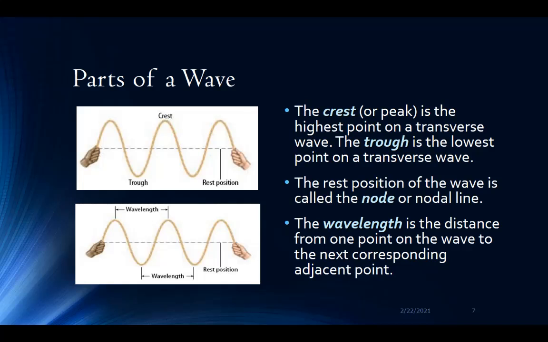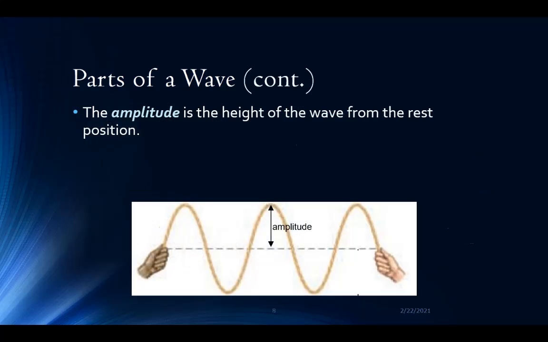The next thing I want to take a look at is what's known as the amplitude. The amplitude is the height of the wave from the rest position to the peak. Some people will label it from peak to trough, but that's actually an inaccurate measurement of the value. What we're looking at is the distance from the nodal line or the rest position to the highest peak, the crest. Okay, so that's the amplitude.